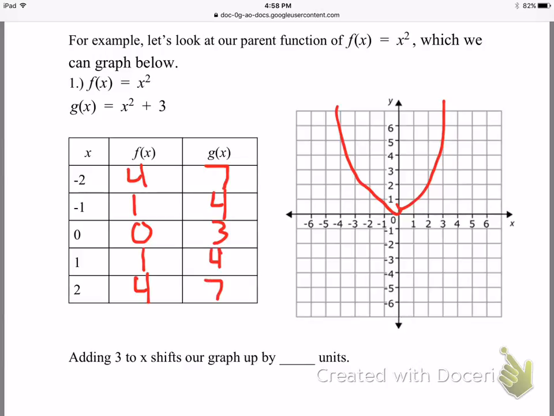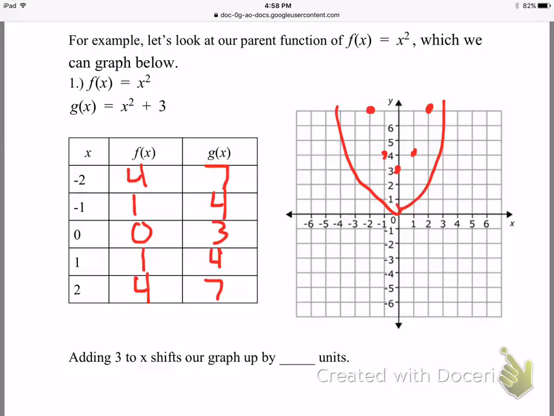So now we can start graphing our points to start to see what this is going to look like. We have negative 2, 7, which we can graph up here. We have negative 1 and 4. We have 0 and 3, which is going to be right there. We have 1 and 4. And we have 2 and 7.